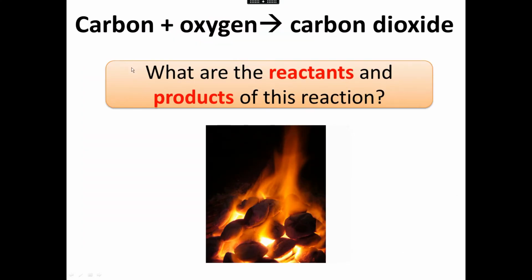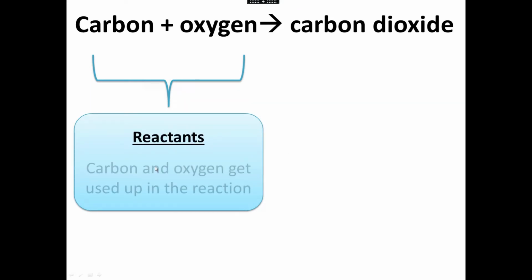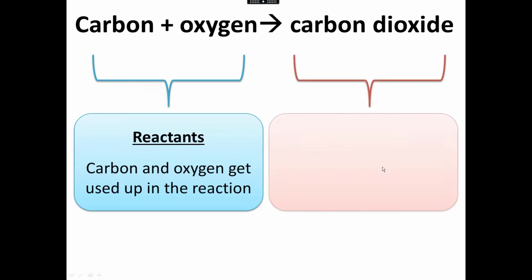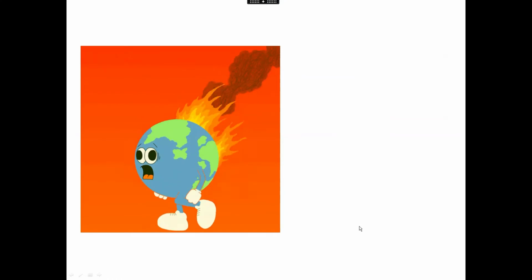Okay, let's return to this example. So if the reactants get used up, carbon and oxygen get used up. The product that gets made is carbon dioxide. Okay, so carbon and oxygen are reactants, they get used up. Carbon dioxide is a product, it gets made during the reaction. Now, the reason why we use this reaction is because when we burn the carbon and it reacts with oxygen, it also gives out energy. So it's a fuel, it gives out energy when it's burnt.